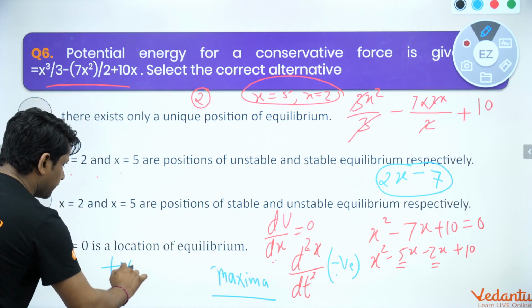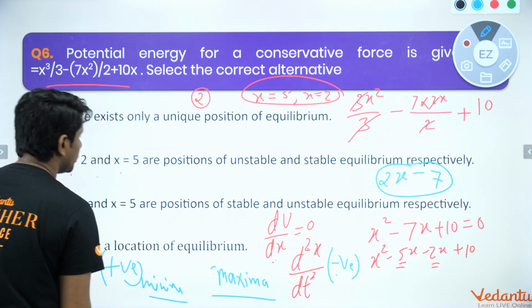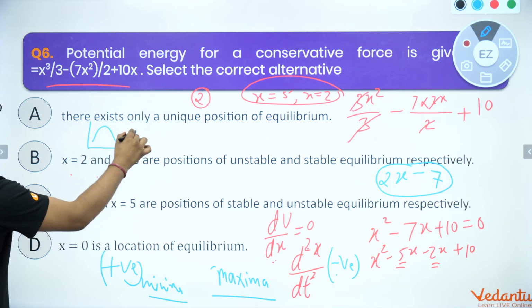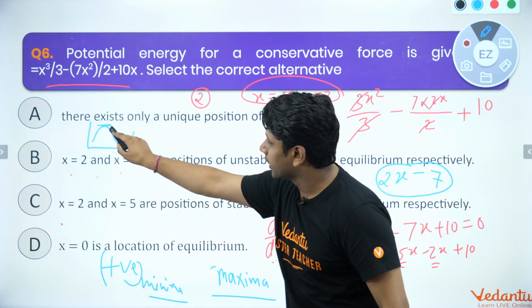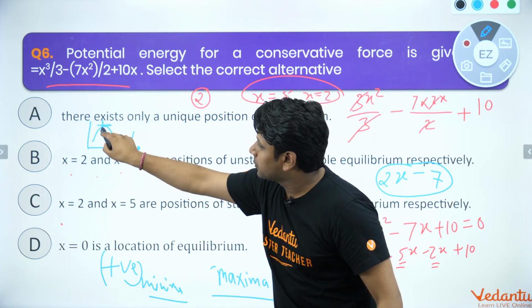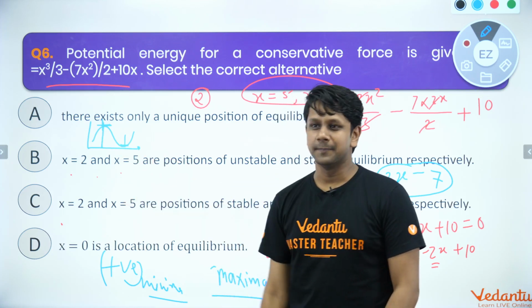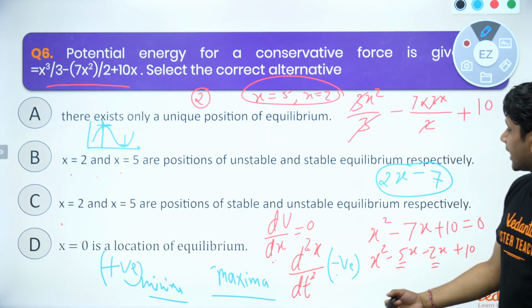एंड इफ दैट कम्स टू बी पॉजिटिव देन इट इज मिनिमा। अब देखो मैक्सिमा मिनिमा से क्या पता चलेगा मुझे? इफ आई ड्रॉ द ग्राफ अगेन, जहां पे मैक्सिमा है मैक्सिमा मतलब देखो दिस पॉइंट, मैक्सिमा पे इट विल बी अनस्टेबल, एंड जहां पे मिनिमा है इट विल बी स्टेबल। सो दैट इज व्हाई आई एम इंटरेस्टेड इन मैक्सिमा एंड मिनिमा। तो चलो कैलकुलेट करते, ठीक है?